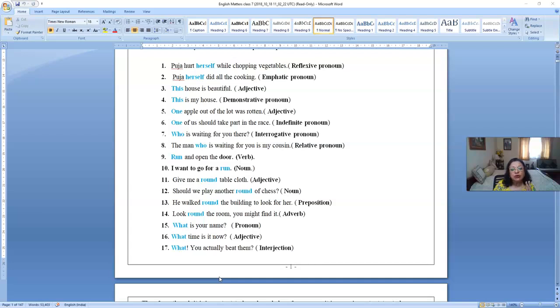That is why we do not qualify words with part of speech. We don't say, what, you can't ask what is what. What is what? No. How it is used depends on how it is used. If it is used as what is your name, it's a pronoun. If it is used, what time is it now? It's an adjective. What? You actually beat them is an interjection. So that is why we do not qualify any word with part of speech. It's wrong to ask what part of speech is this unless it is in a sentence.